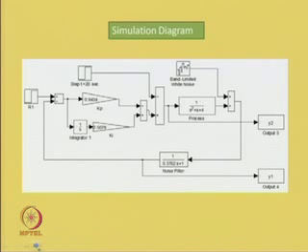Then let us go to the simulation diagram. So, this simulation diagram has got a noise filter and rest of the things remains as it is. Earlier we have made use of this simulation diagram. Now, this simulation diagram has got an additional transfer function in the loop, which is nothing but the noise filter.